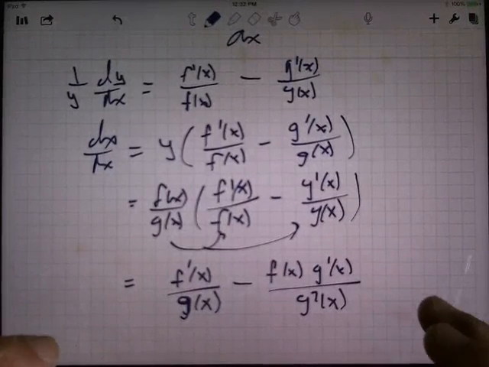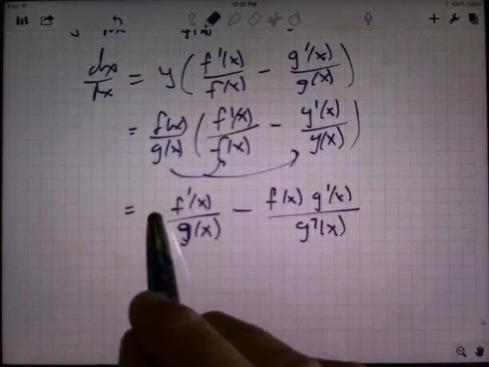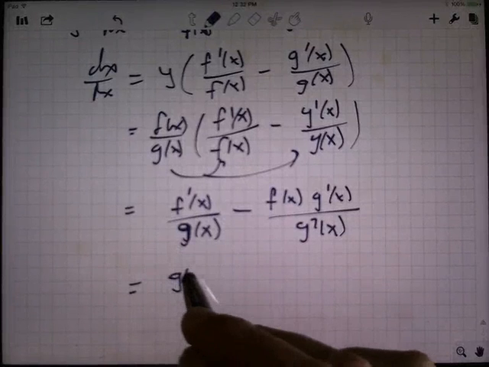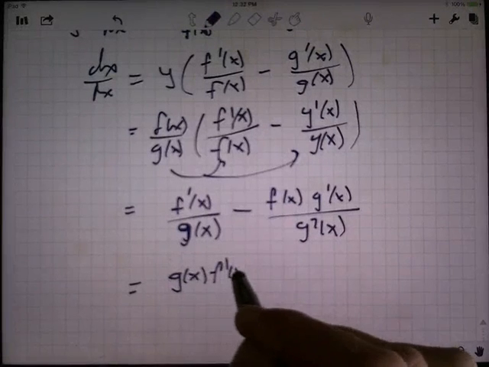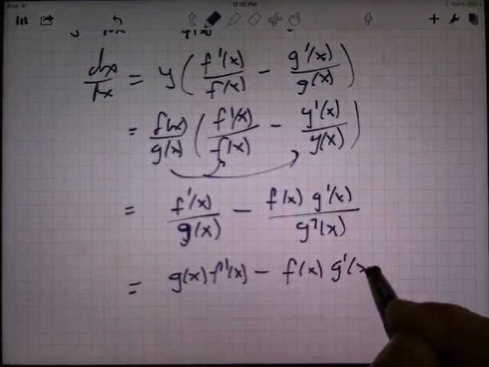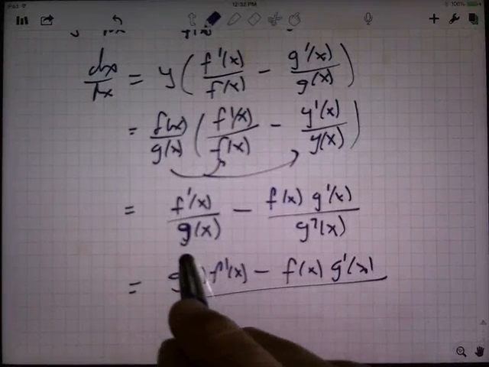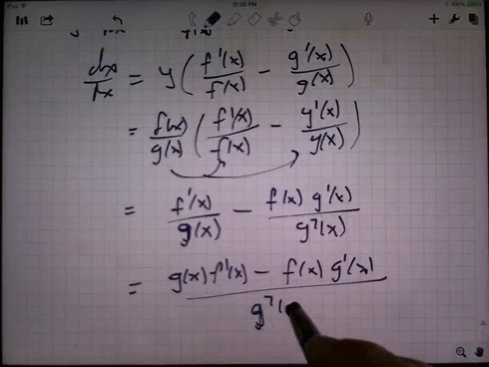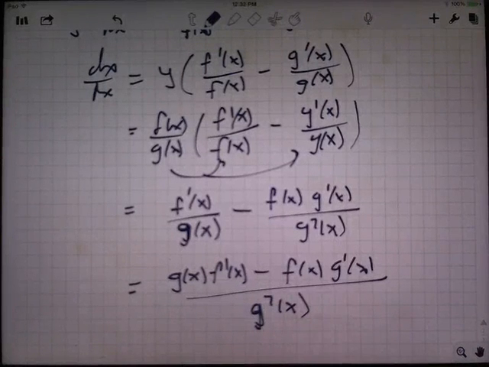And then I'm almost home. Get a common denominator, multiply top and bottom here by g. So this becomes g of x times f prime of x minus f of x times g prime of x, and you'll have a denominator here now of g squared of x. And there is the quotient rule. Right? Logarithmic differentiation.